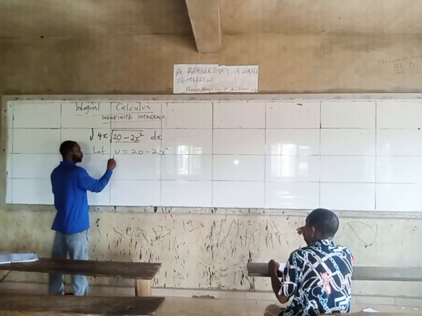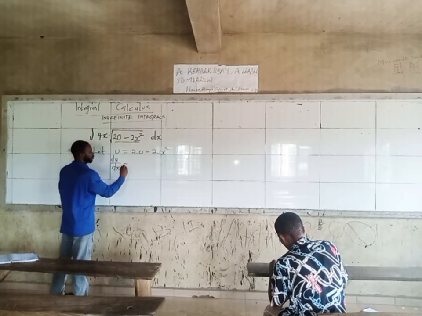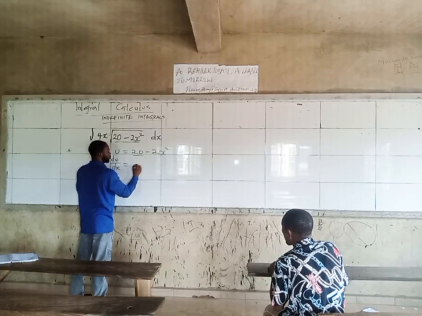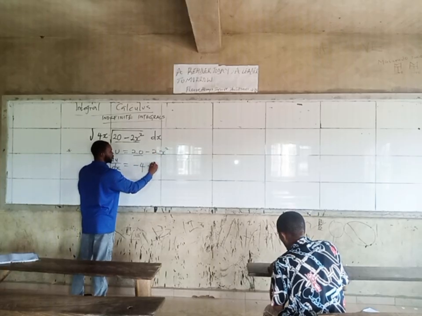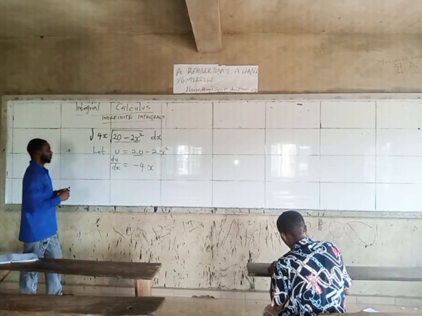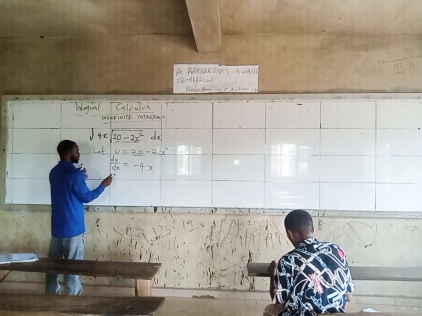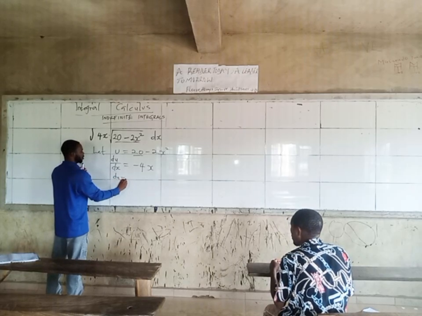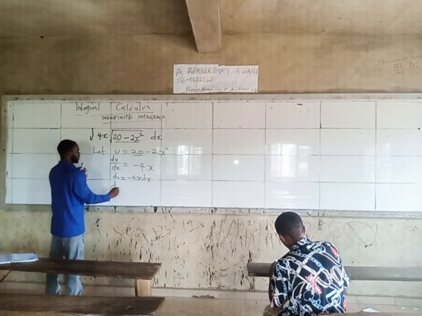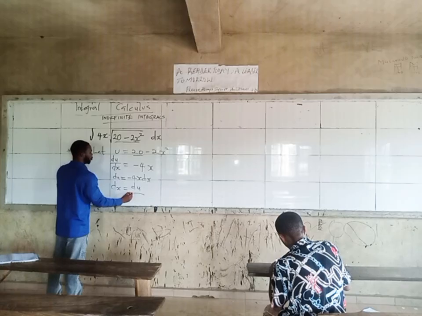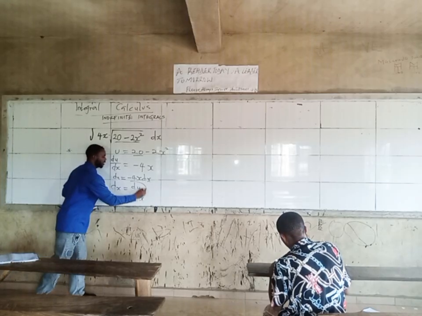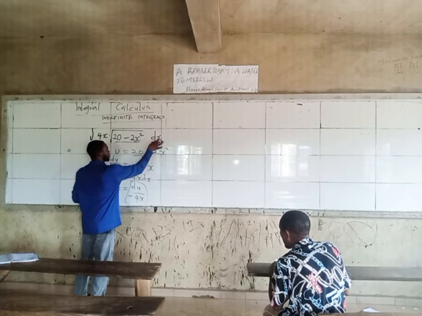So I can say du with respect to x will simply be, if I differentiate a number it is 0, so this is going to be 2 times 2, this is minus 4x. So if I want to now get the dx from this, it will simply say du equals minus 4x dx, making dx the subject of the formula, dx will be equal to du over minus 4x. So I can now carry everything here and replace for this.